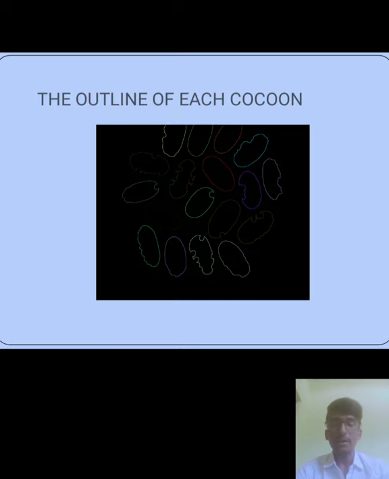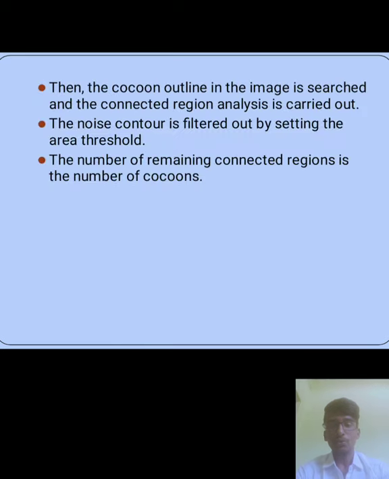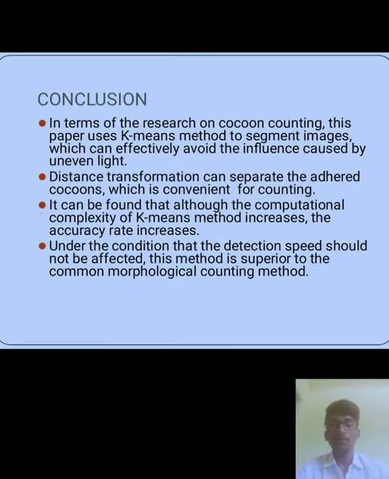So you can see the outline of each cocoon. In that outline of each cocoon, the cocoon outline is searched and the connected region analysis is carried out. The noise contours are filtered out by setting the area threshold. The number of remaining connected regions is the number of cocoons.